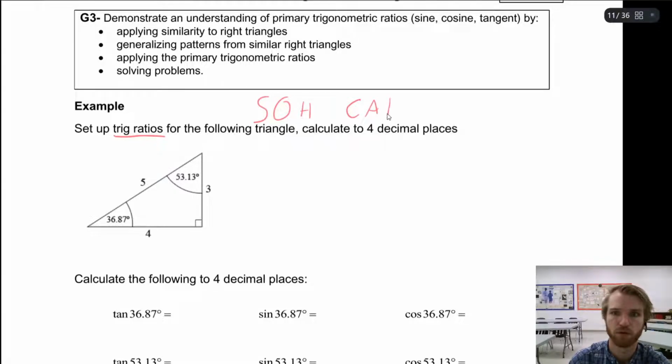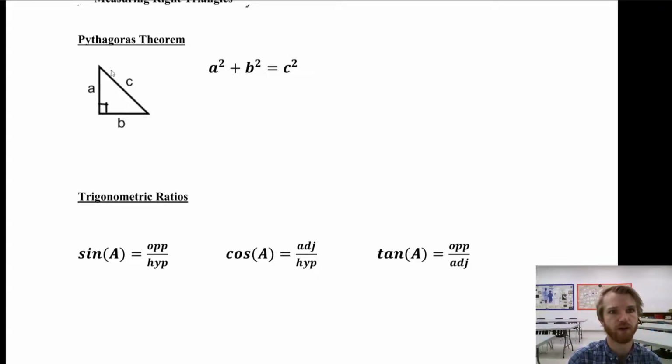SOHCAHTOA. Okay, if you can remember SOHCAHTOA, then you don't even need to use your formula sheet. But let's take a look at what is on the formula sheet. On your formula sheet, it has Pythagoras' theorem, which we used in lesson 1. But what we care about here is the trig ratios, the trigonometric ratios. So this is sine of an angle is opposite over hypotenuse, cos of an angle is adjacent over hypotenuse, and tangent of an angle is opposite over adjacent. So that is what I just wrote out with our SOHCAHTOA.